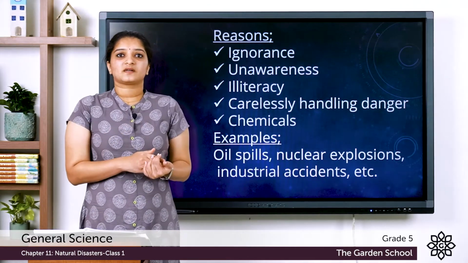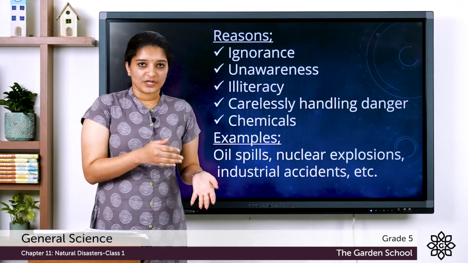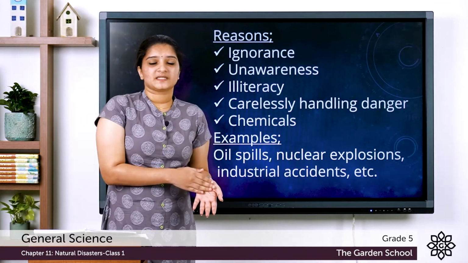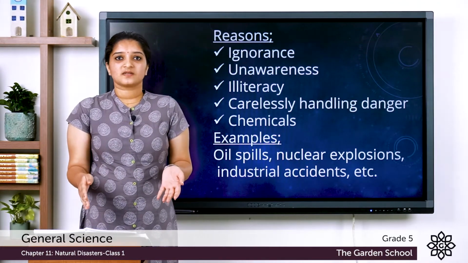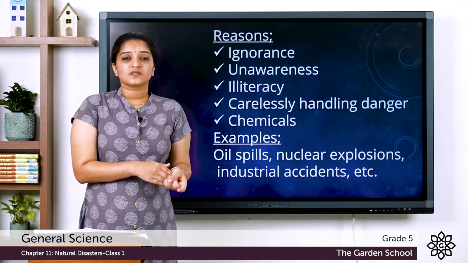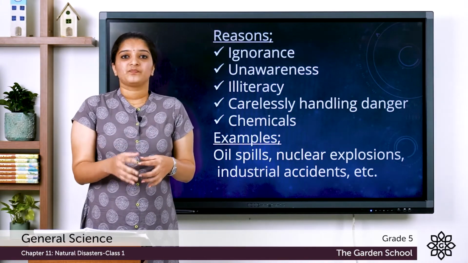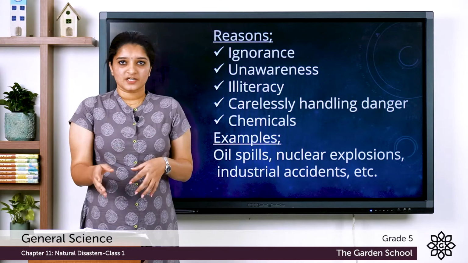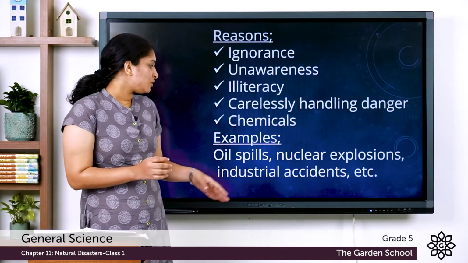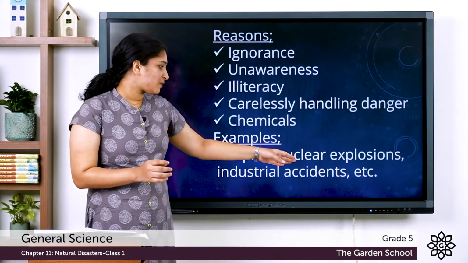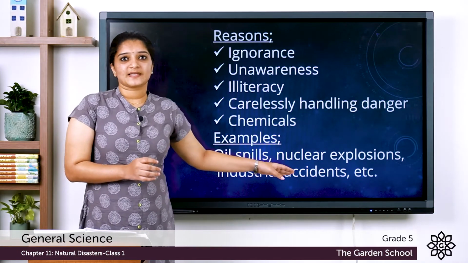So, disasters are classified into 2 types based on their origin. They are human-made disasters and natural disasters. Human-made disasters are those that are caused by human beings, both intentionally or unintentionally, and the examples include oil spills, nuclear explosions, industrial accidents, etc.